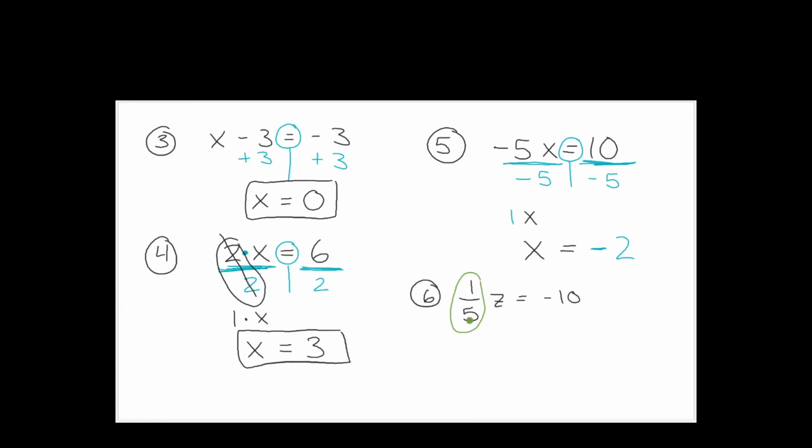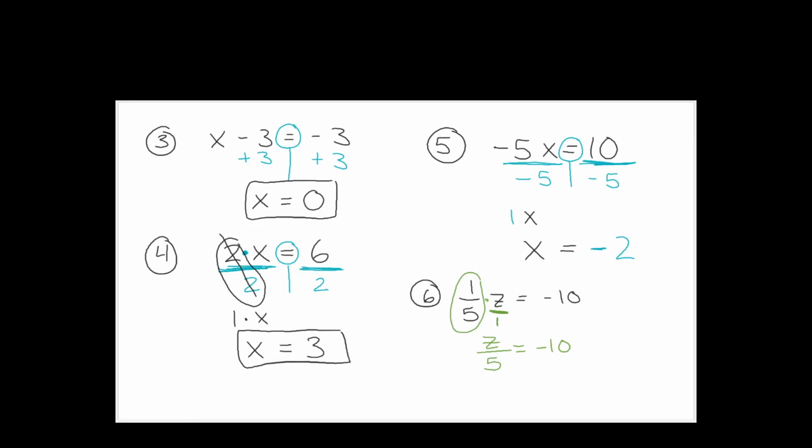So I'm going to rewrite this. This is 1/5 times z. That z is a whole number. If it helps you, throw it over 1. And really, you have z over 5. That's what's going on here. Let me show you that a little slower. 1 times z is z. 5 times 1 is 5.